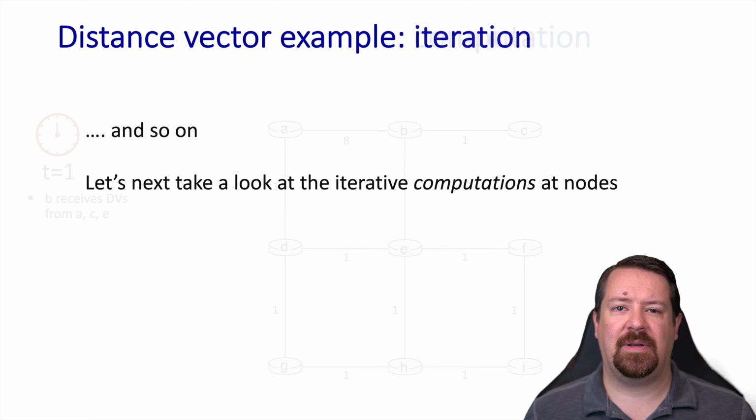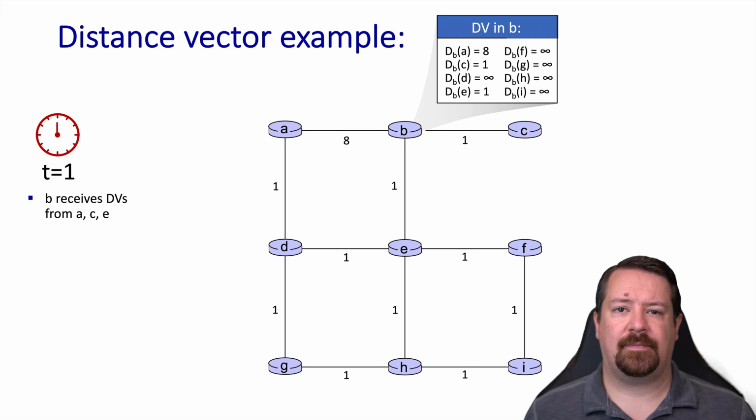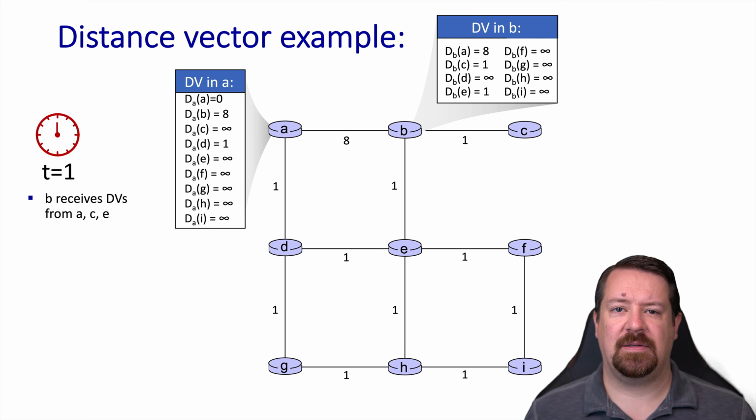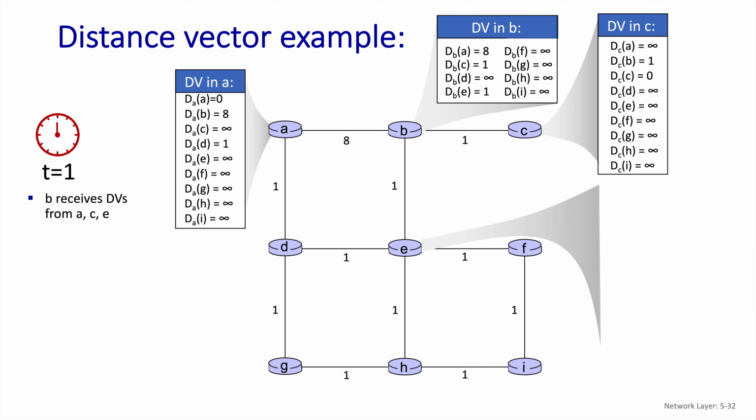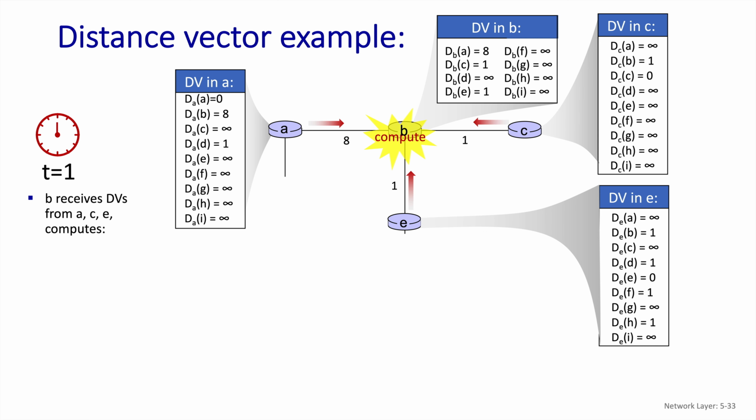Now we'll go back to T1 and look at the computations being made at one of the nodes. So B has this distance vector after its initialization, where it knows its direct cost to its neighbors, and that's it. It's then going to receive distance vectors from its neighbors, including node A, node C, and node E. So B is going to apply the Bellman-Ford algorithm on all of these updates that it's receiving from its three neighbors.